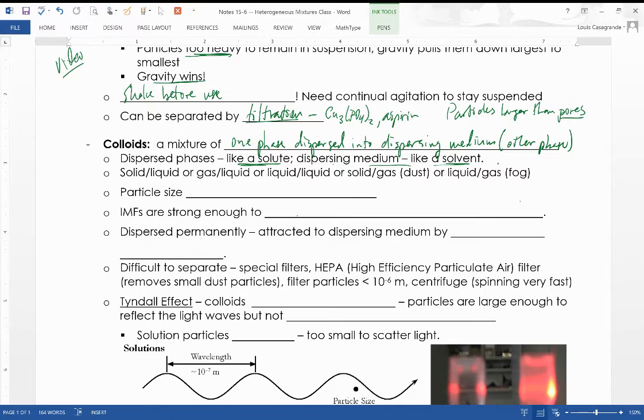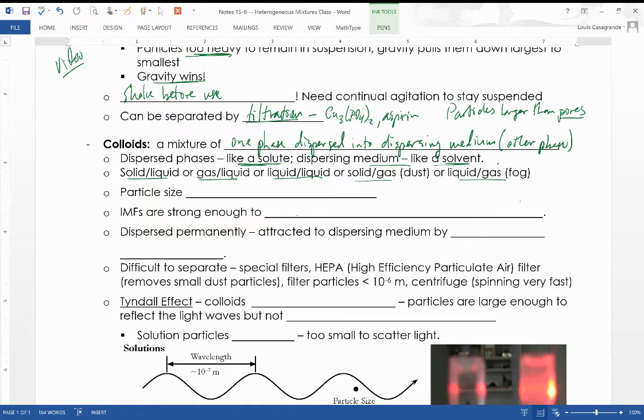These can have solid in liquid, gas in liquid, liquid in liquid, or solid in gas or liquid in gas. The only thing that you can't really have is a gas dispersed through a liquid or a solid. I'm sorry, you can have a liquid through a liquid. You can have a solid dispersed through a gas. No, there's one that's missing here.